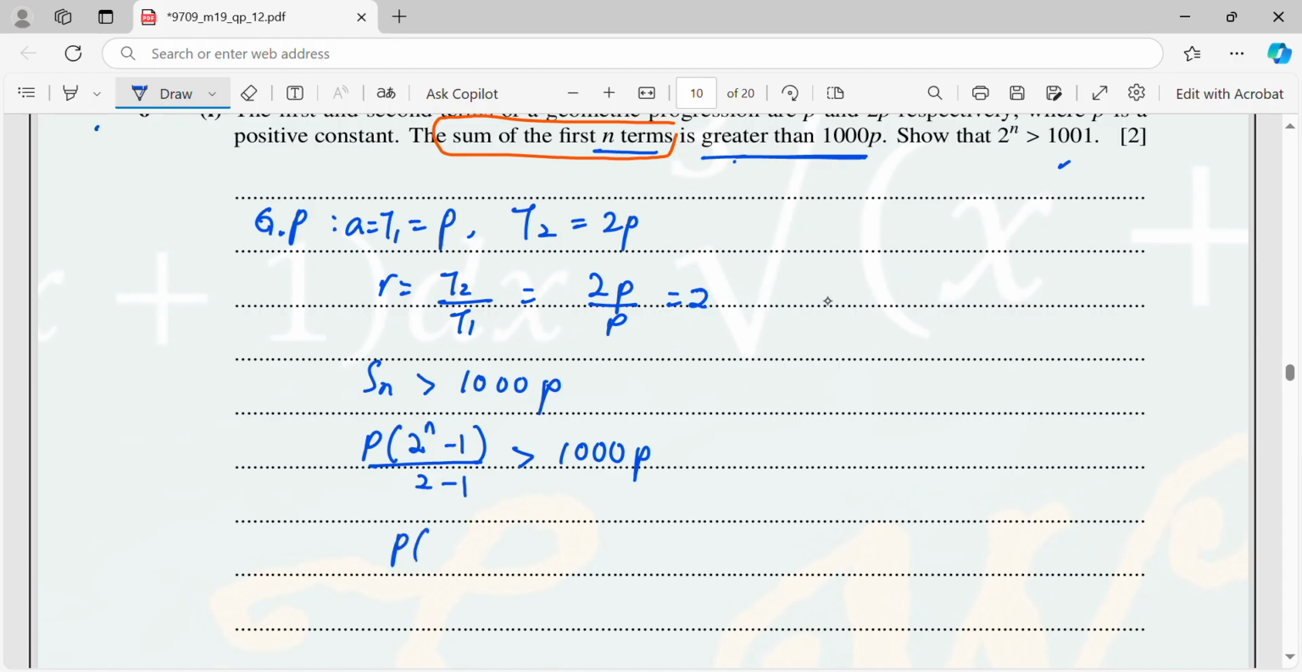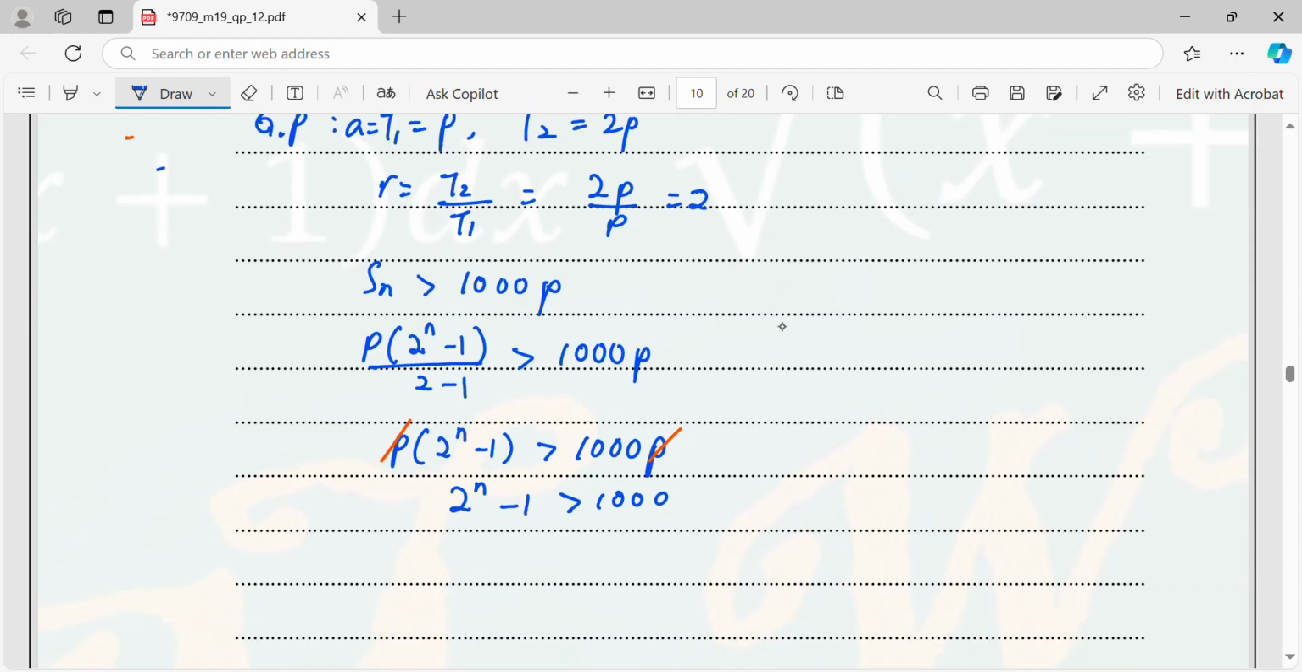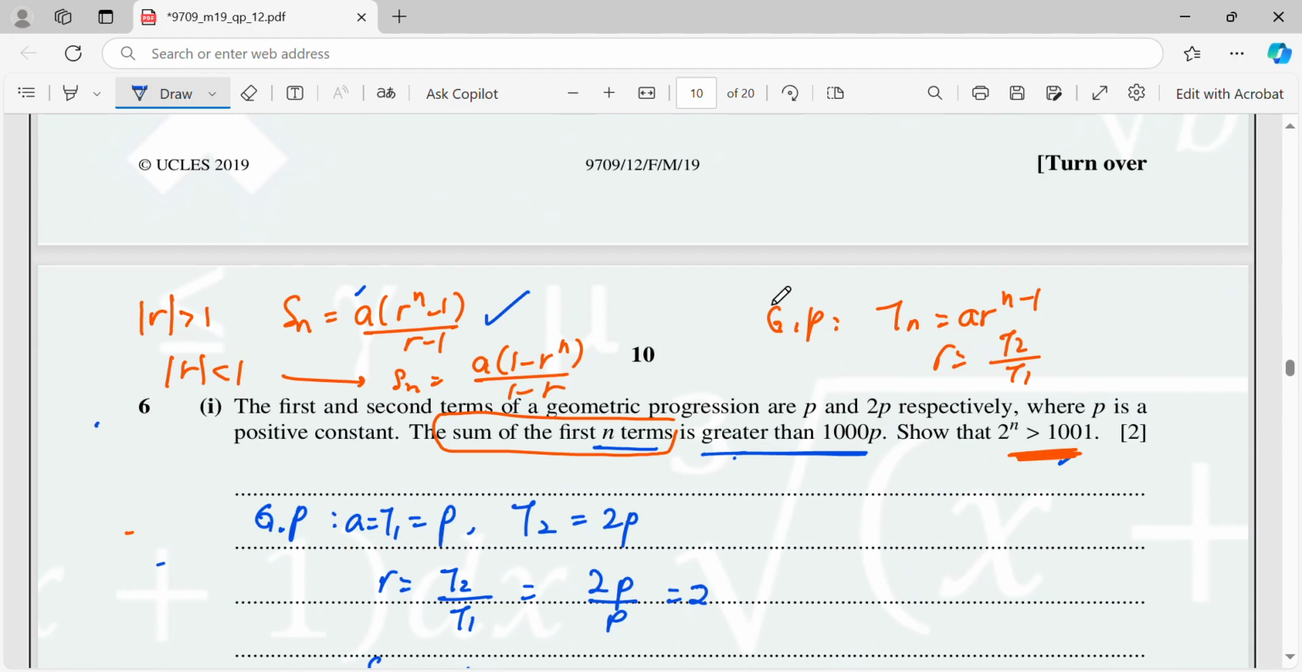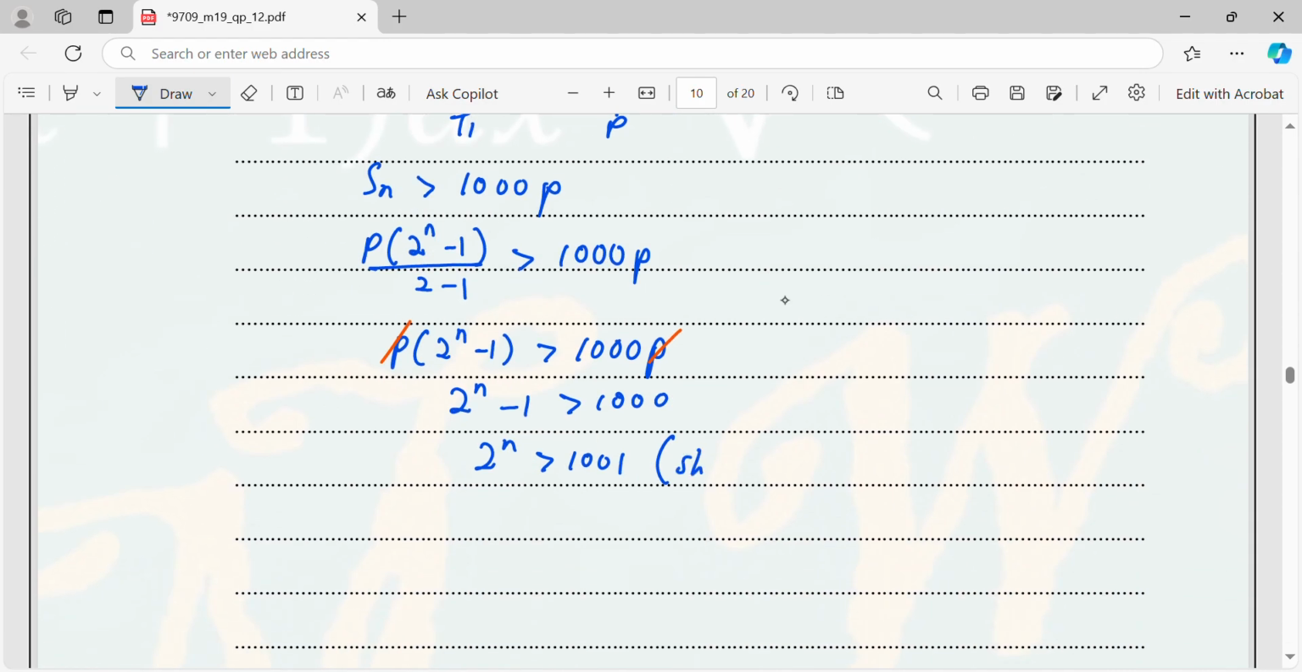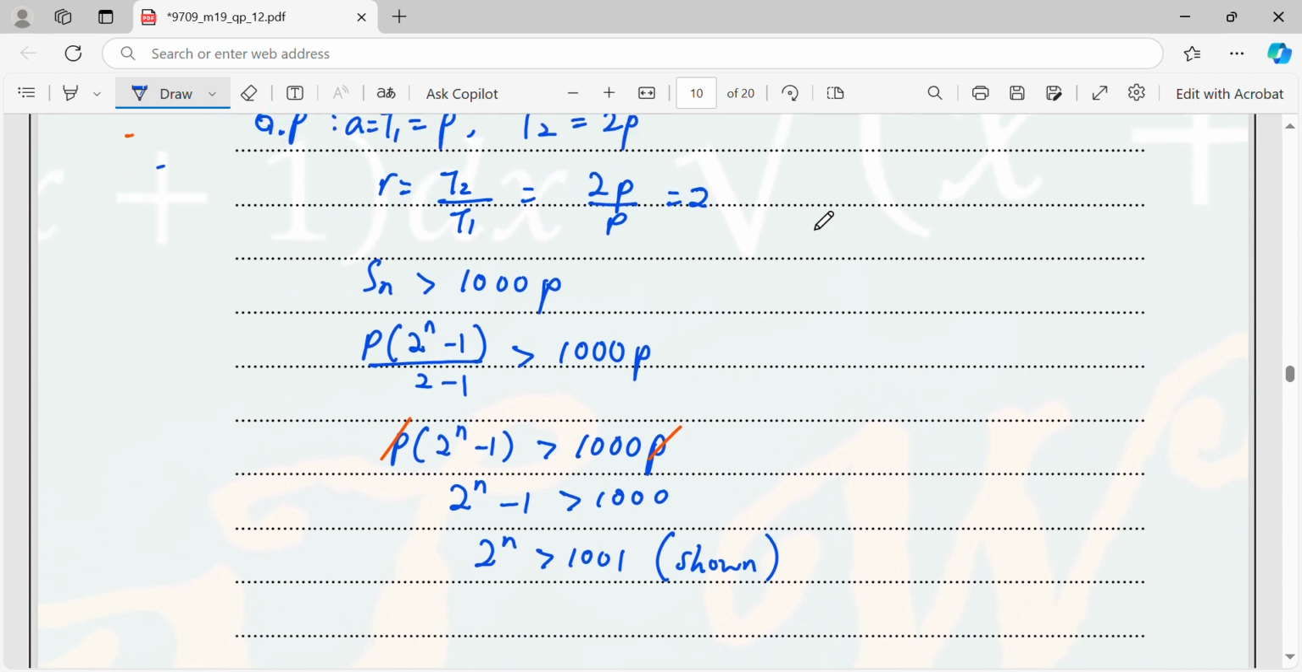So I will get p brackets 2 power n minus 1 is greater than 1000p. Then you can divide the whole equation by p, so the p will be cancelled off. And now we need to prove 2 power n is greater than 1001. When I open the brackets, the left side is 2 power n minus 1 greater than 1000. Therefore, the minus 1 moves to the other side, you are getting 1001. So we have shown this inequality.